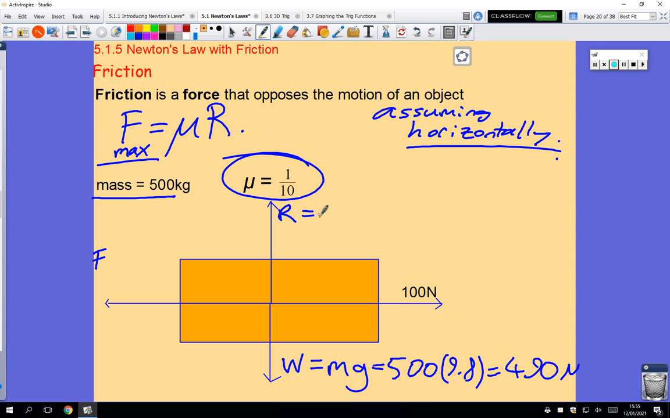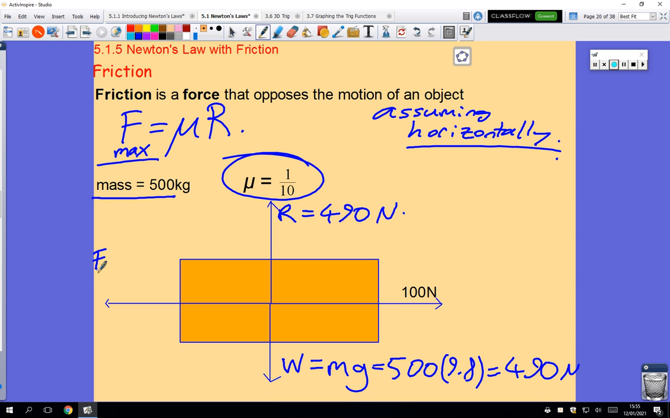Well then the normal reaction here, if this is something sitting on the ground, the upward force would also be 490 newtons. If it was less than 490, this object would be accelerating downwards. If it was greater than 490, this object would be accelerating upwards.